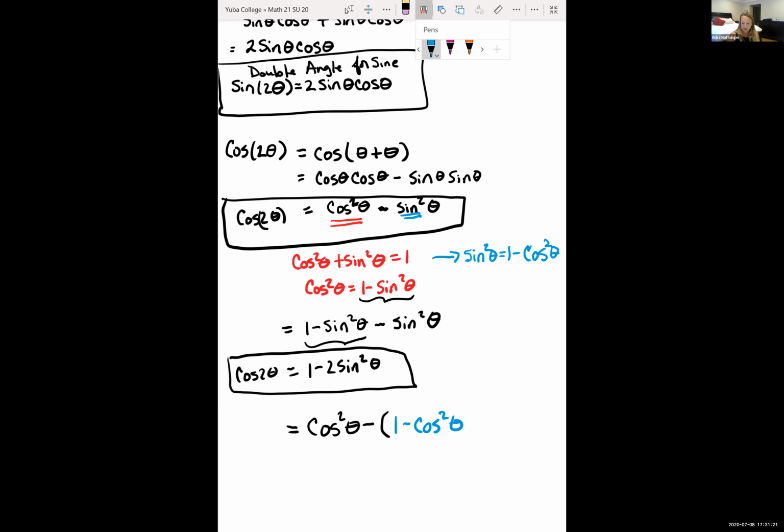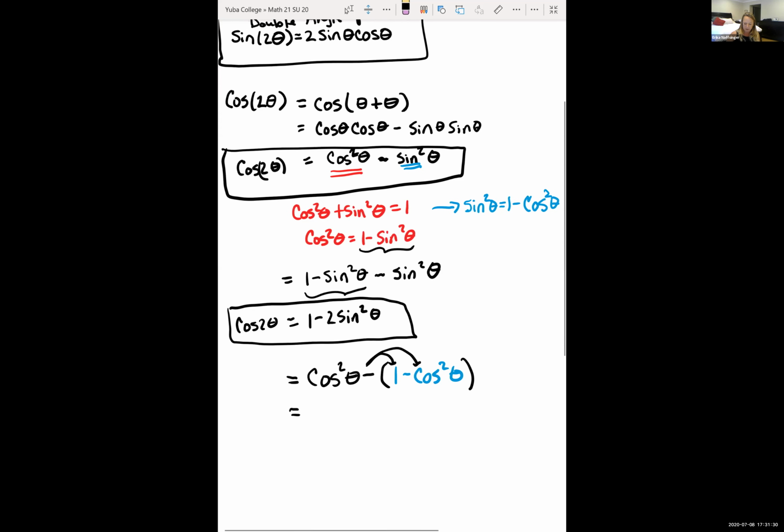And so let's distribute that negative and then combine like terms. So notice we have a positive cosine squared theta minus a 1, and then negative times negative, so this is plus cosine squared theta. So cosine squared theta plus cosine squared theta, that's 2 of them, so that's 2 cosine squared theta minus 1.